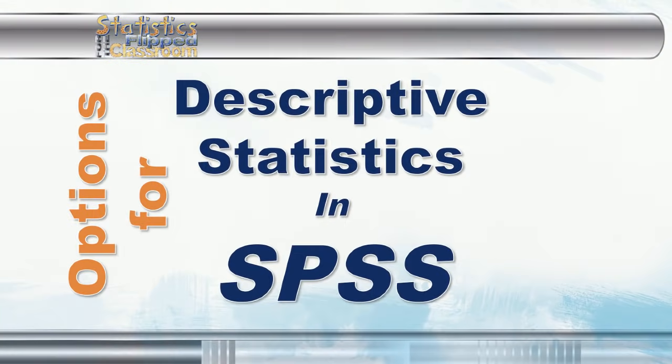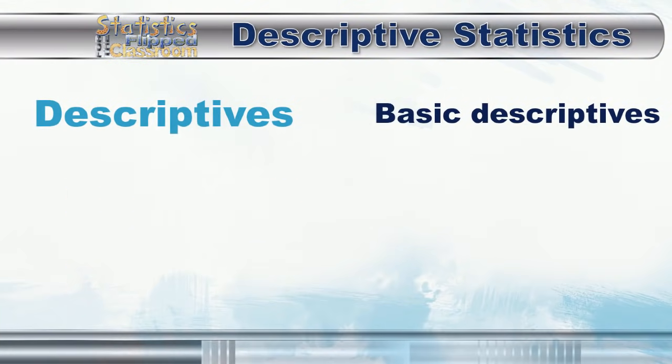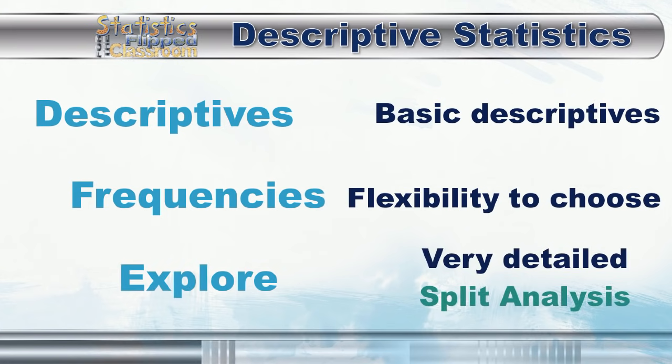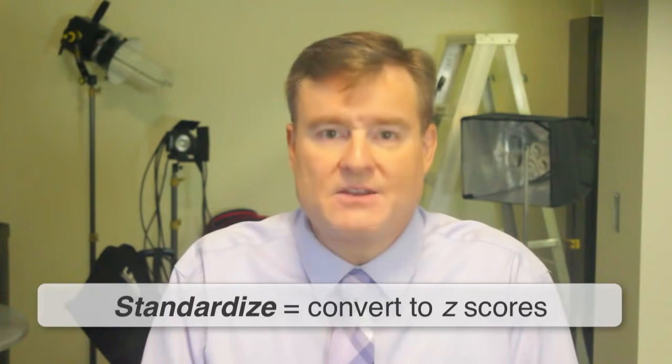Knowing about these options for descriptive statistics can help us to visualize our data, depending upon the level of information that we need. If you need only the basics, use the Descriptives command. If you want flexibility to choose exactly what output you get, use frequencies. And if you want to know the exquisite details, or to split the analysis by a categorical variable, use explore. But there's something else that I want to show you about these variables. Let's run one more analysis, and I will show you how to standardize values.